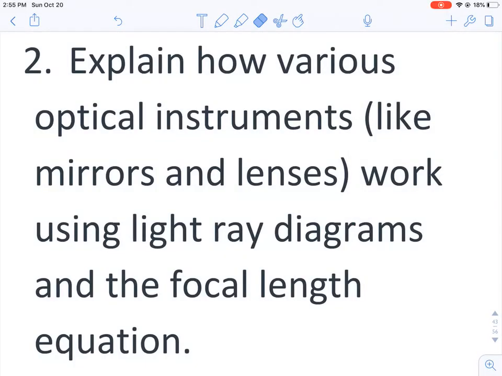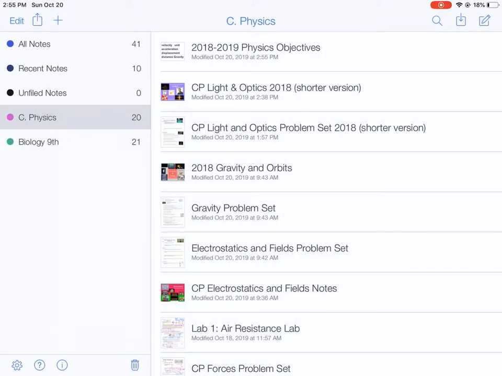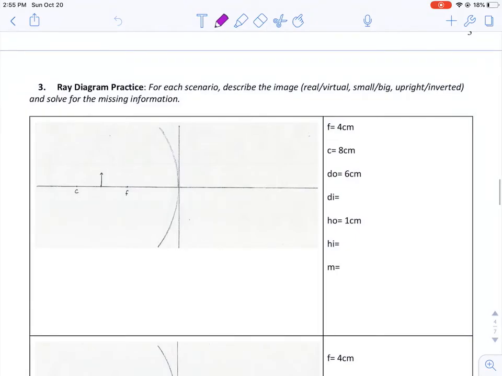Okay, this video is about the focal length equation and how we can use it as another tool, just like light ray diagrams, to explain how various optical instruments work. So, we are mainly going to be in the problem set.